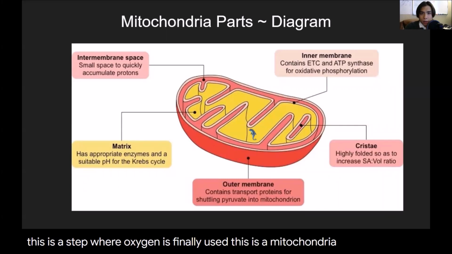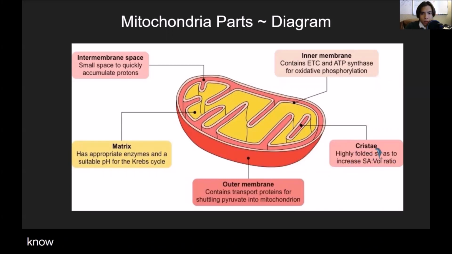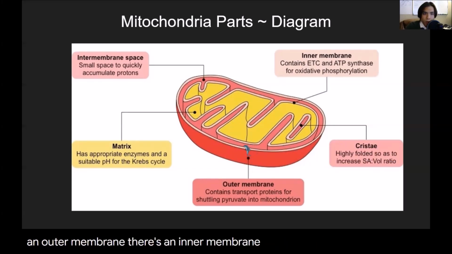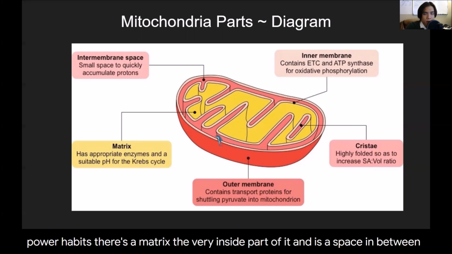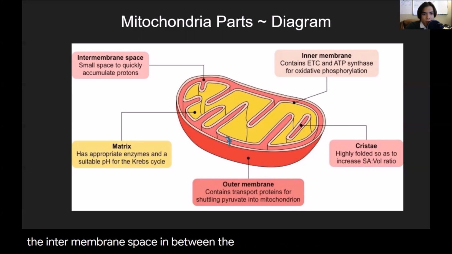This is a mitochondria. You don't have to know the term cristae, but I would know that it's double membrane. There's an outer membrane, there's an inner membrane, and this is where a lot of the power happens. There's a matrix, the very inside part of it, and there's a space in between, the intermembrane space, and between that, the inner membrane. 1, 2, 3, I would know these in particular.